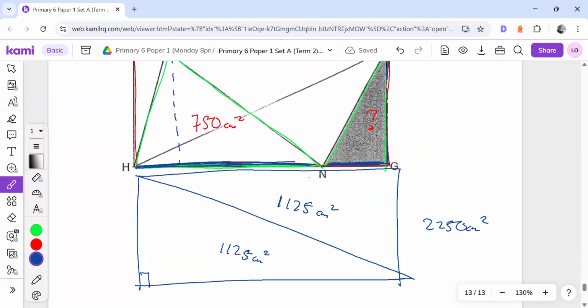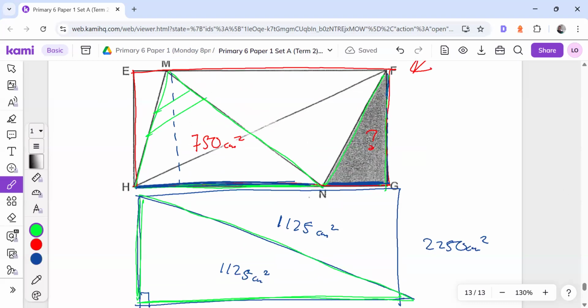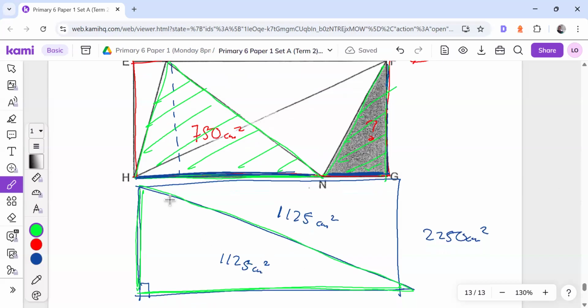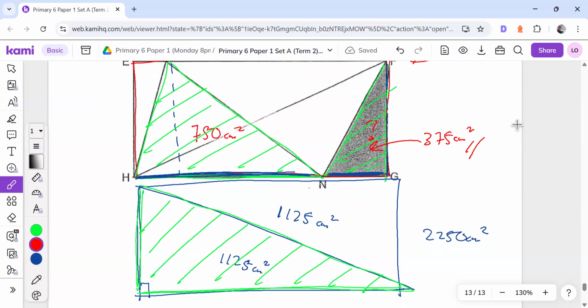And guess what? Isn't this triangle which Mr. is highlighting the same as this and this? Because you join these two green color triangles to become a right angle triangle already. Isn't that the same? So now can you find the shaded area? You take 1125 minus 750 and you will get 375. So the shaded area is 375 cm square.